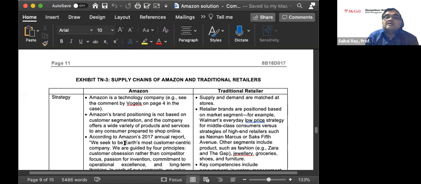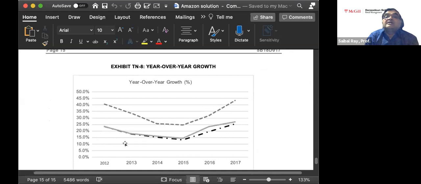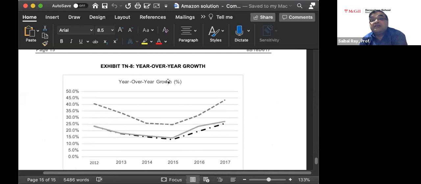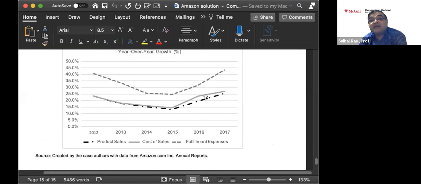Yes. Okay. So if you see Amazon's cost structure, based on the data given in the case, you see this table. In 2011, fulfillment expenses as a percentage of sales were around 11%. Fulfillment expenses means warehousing and delivery expenses. In 2011, it was 11% of sales. In 2017, it is 21% of sales. Because of the last mile delivery, you see the yearly growth. This is the product sales. Product sales is increasing at this level, and fulfillment expenses are increasing at a much, much faster level. And this is the biggest problem for Amazon.